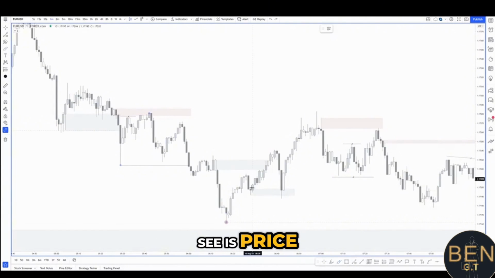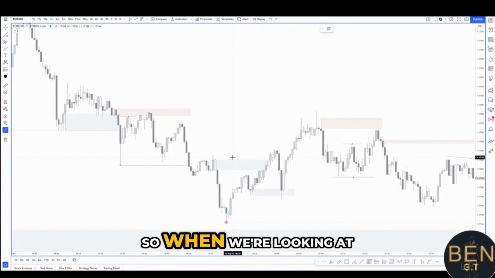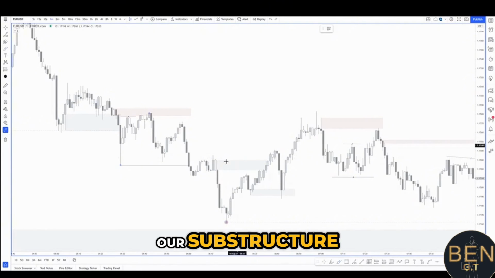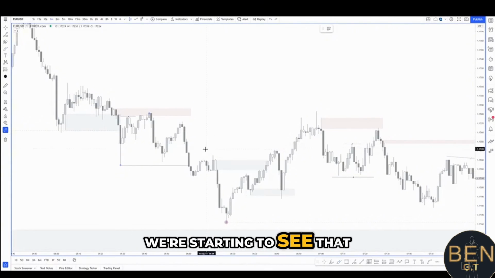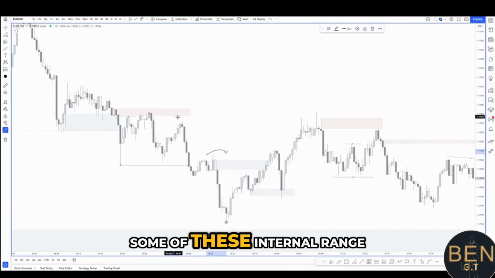And then what we can see is price then breaks to the upside. So when we're looking at our substructure, we're starting to see that price is starting to break some of these internal range liquidity.